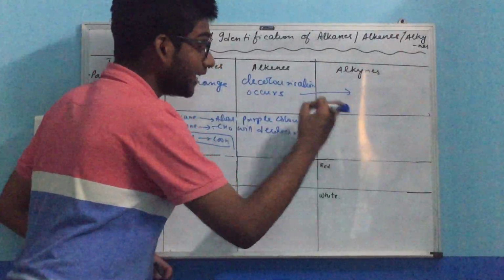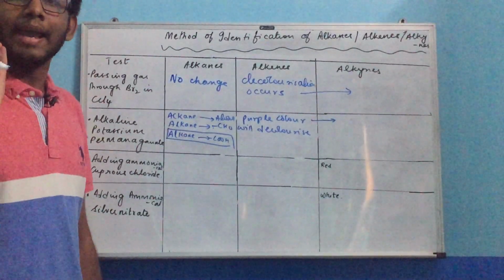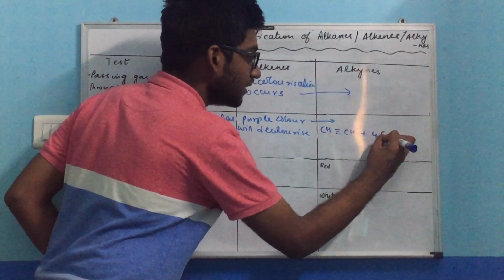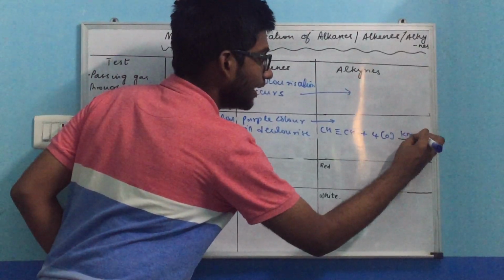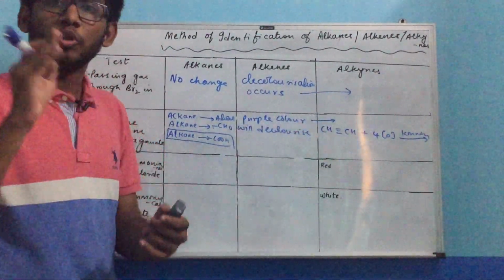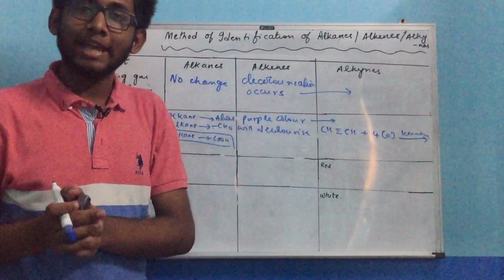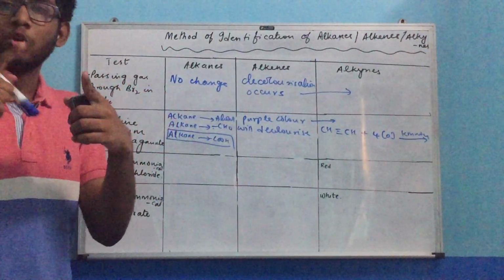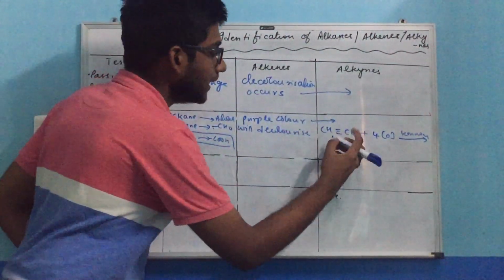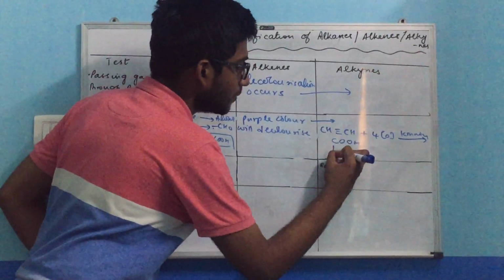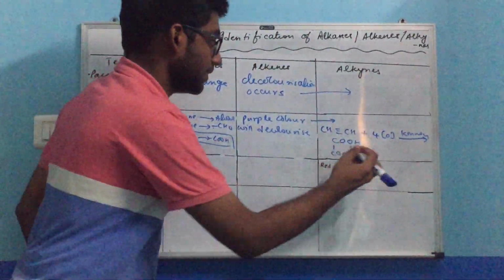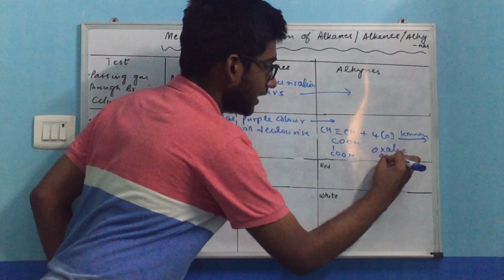For an alkyne, the same thing will happen, but then there is supposed to be a reaction: CH≡CH plus 4 units of nascent oxygen in the presence of KMnO4, which is alkaline and cold. So I'll repeat, CH≡CH in the presence of 4 units of nascent oxygen and potassium permanganate, which must be cold and alkaline. When you carry out this reaction, you will get a compound COOH-COOH, which is known as oxalic acid.